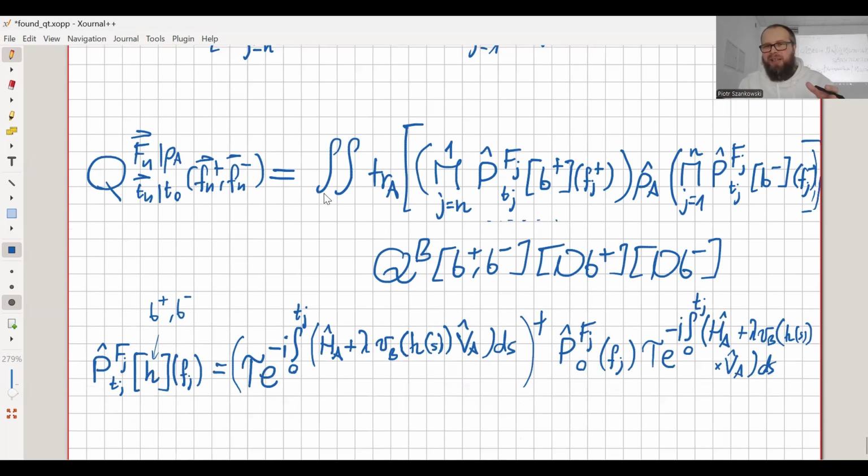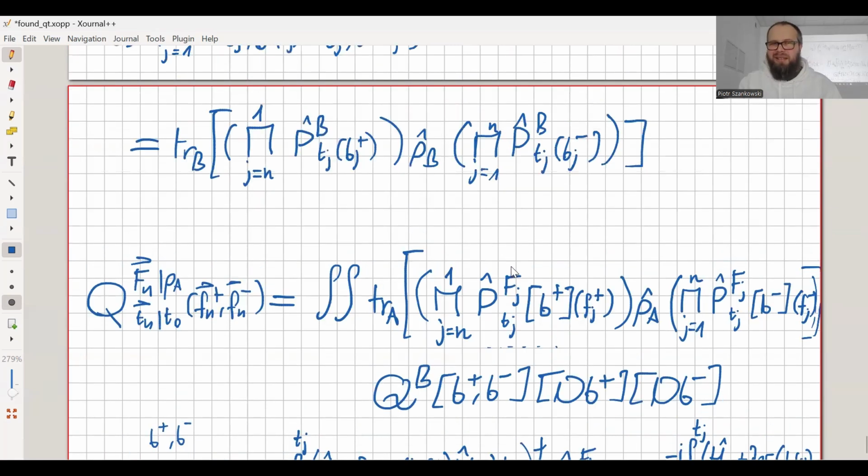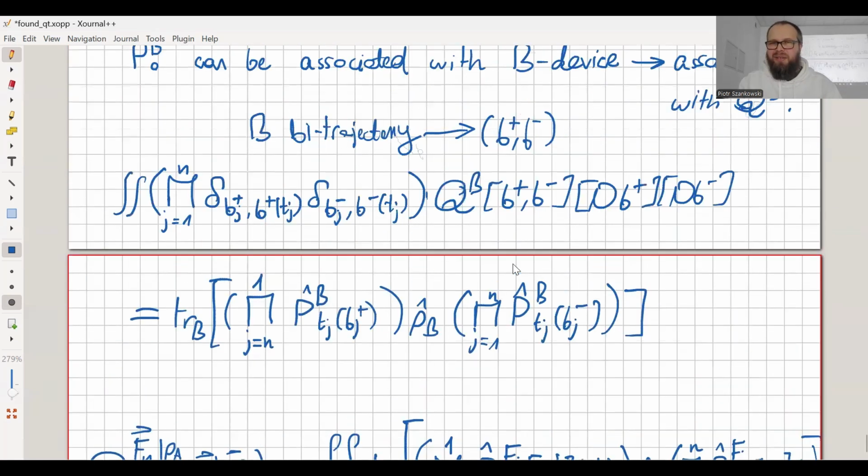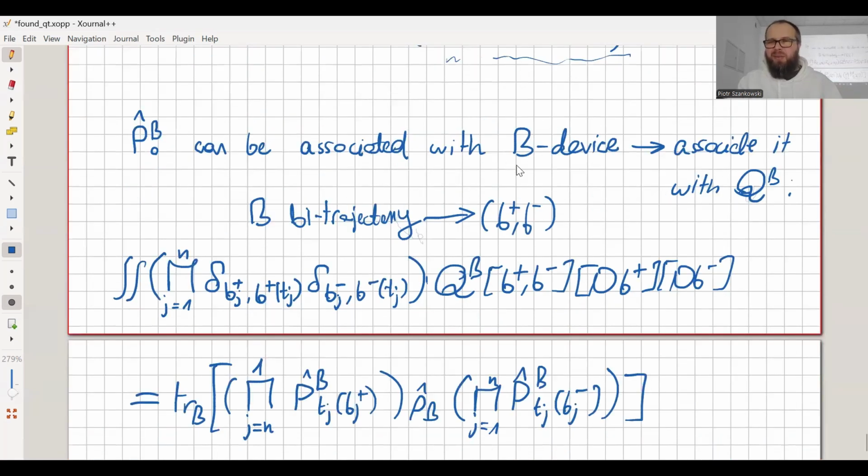And with some clever algebra, you can boil down the influence of B to an average over the by probability, the master by probability associated with the B trajectory representing observable B.